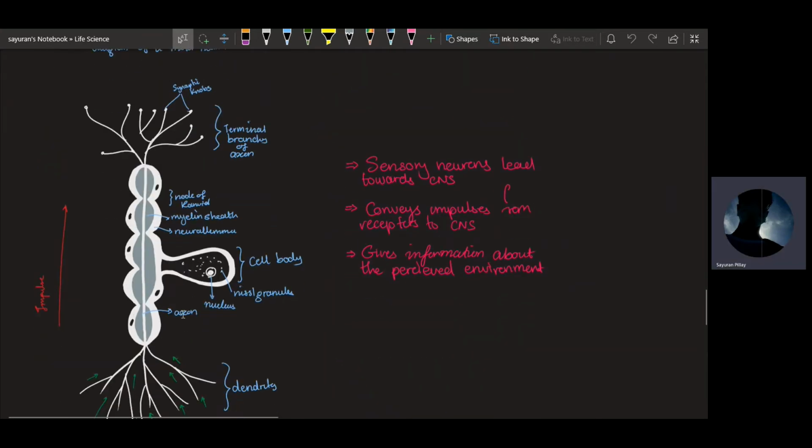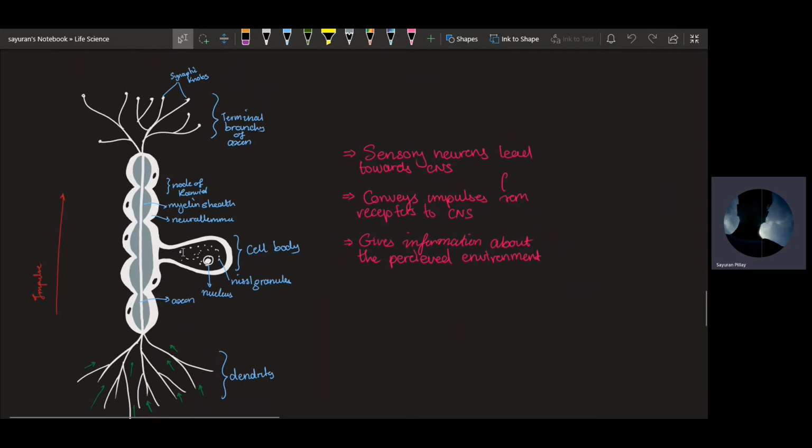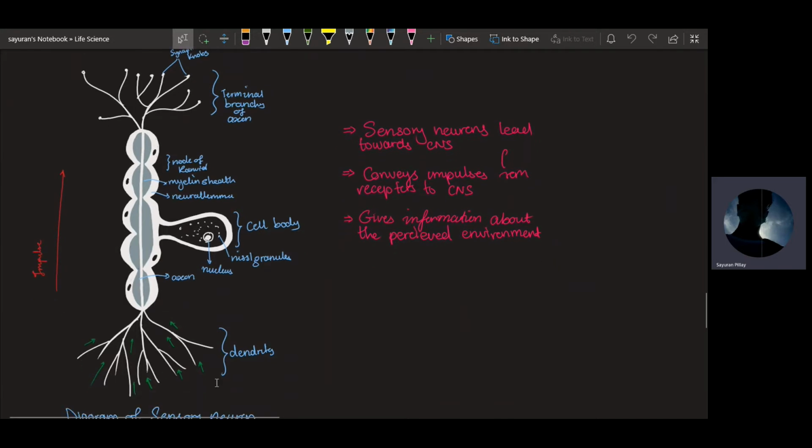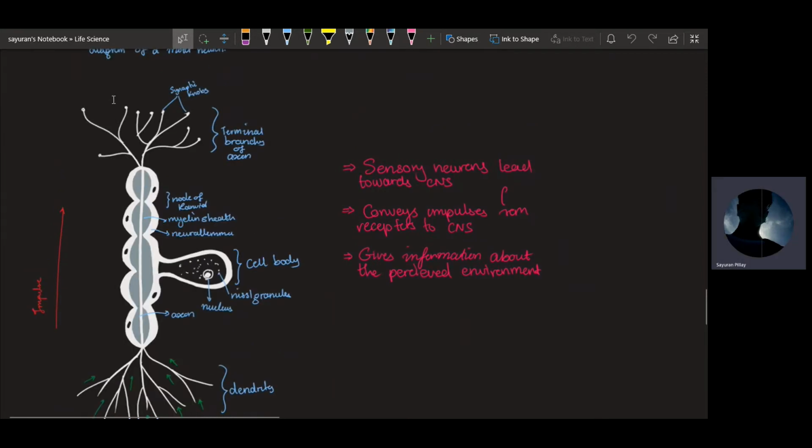Now let's look at a sensory neuron. A sensory neuron kind of looks like a little alien blob. That's the cell body, right? Now they have dendrites here. You can see the arrows. That means that the impulse is traveling from somewhere else through the dendrites, past into the axon, away from the cell body and towards the synaptic knobs.